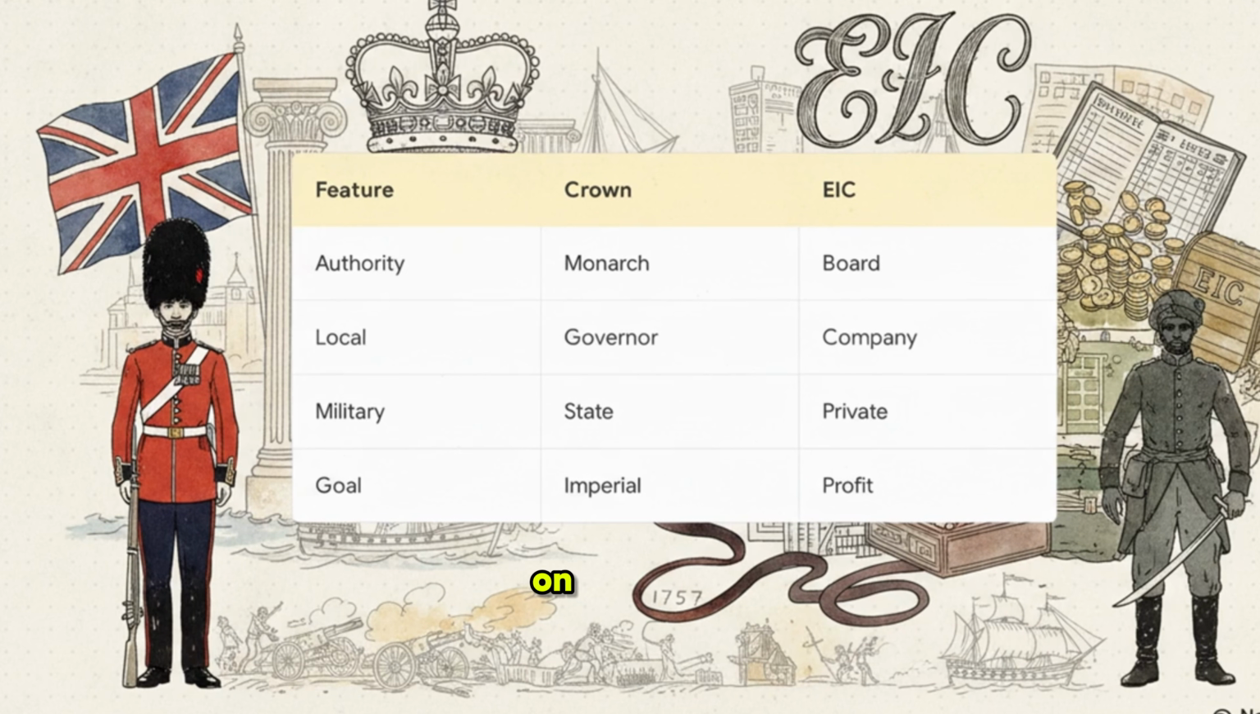The East India Company, on the other hand, answered only to a corporate board of directors. They utilized private mercenary armies and managed the locals through company officials or straight-up puppet rulers. Their primary goal wasn't national pride or imperial expansion for the state at all. It was strictly to enforce mercantile monopolies and extract staggering amounts of wealth for shareholder profit.